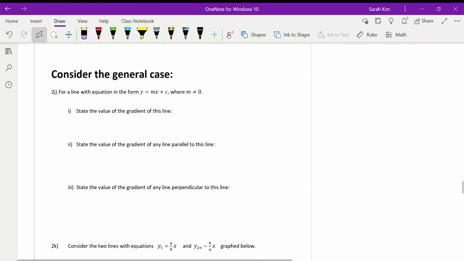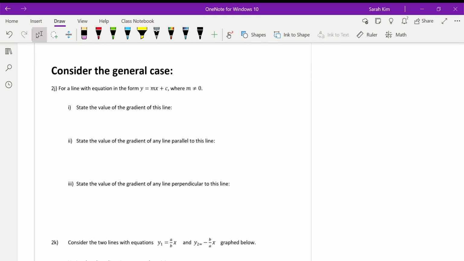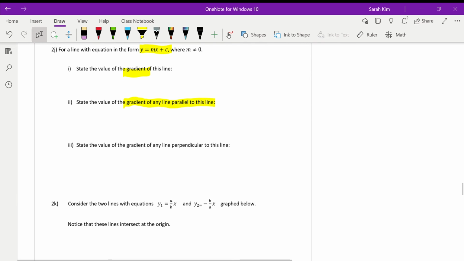Okay, last part. Consider the general case. So you're talking about y equals mx plus c. You need to write the gradient, so have a look. Which one's a gradient, right? State the value of the gradient of any line parallel to this line. We've done that stuff, so you should know it. State the value of the gradient of any line perpendicular to this line. You should be able to figure that out.